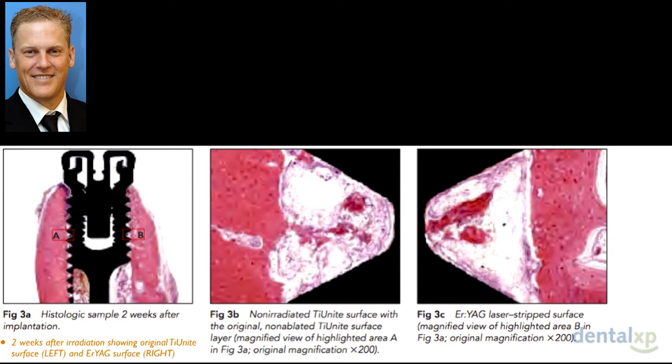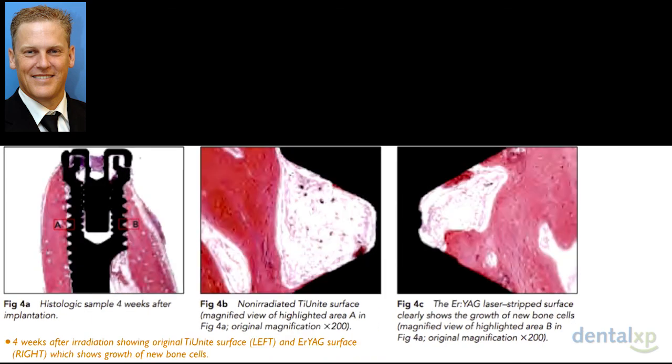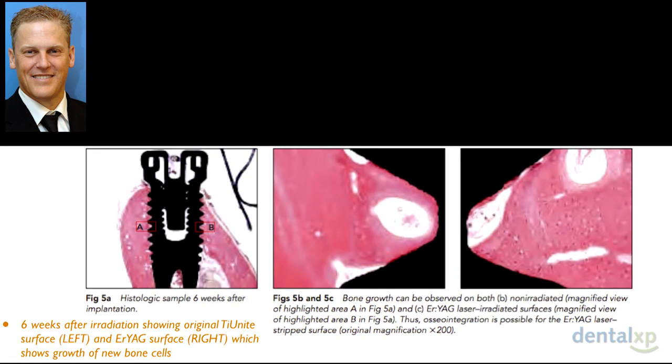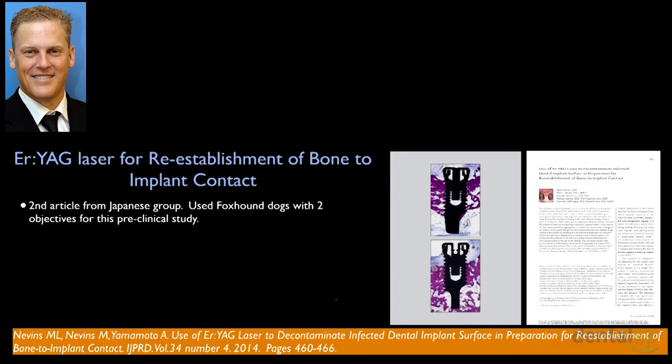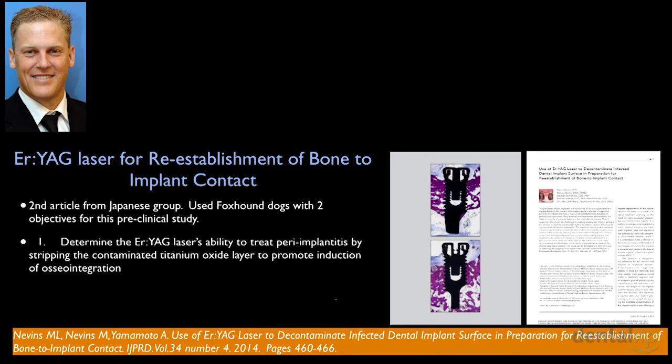When they looked at the stripped surface on your right-hand view in Figure 3C, that is the erbium YAG stripped surface. And over the next 4 to 6 weeks, they noticed bone forming in, and what they said is this clean surface, osteoblasts could re-osseointegrate to the stripped surface. So after this study, in December or November of last year, in the same journal, they looked at a preclinical study using foxhounds. What they did in this study was they wanted to determine whether the laser, the same laser, could be used to treat periimplantitis that they created on the contaminated titanium oxide surface, and what would happen to the inflammation in the soft and hard tissue afterwards.